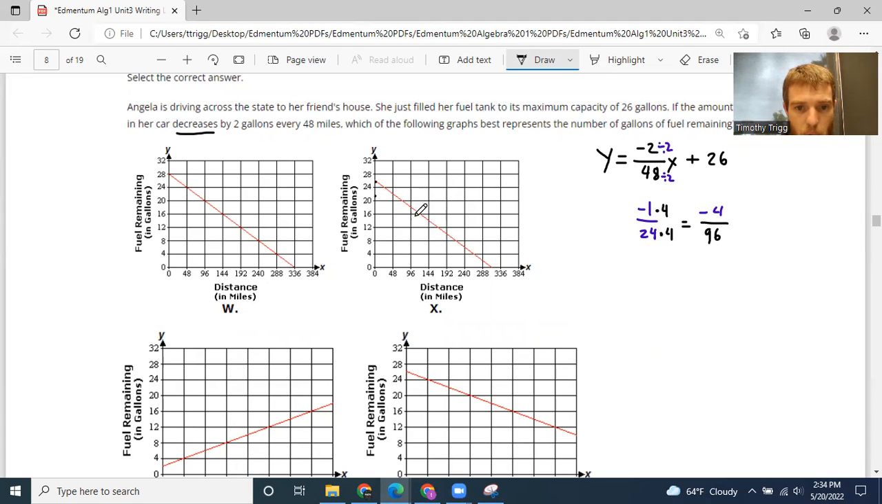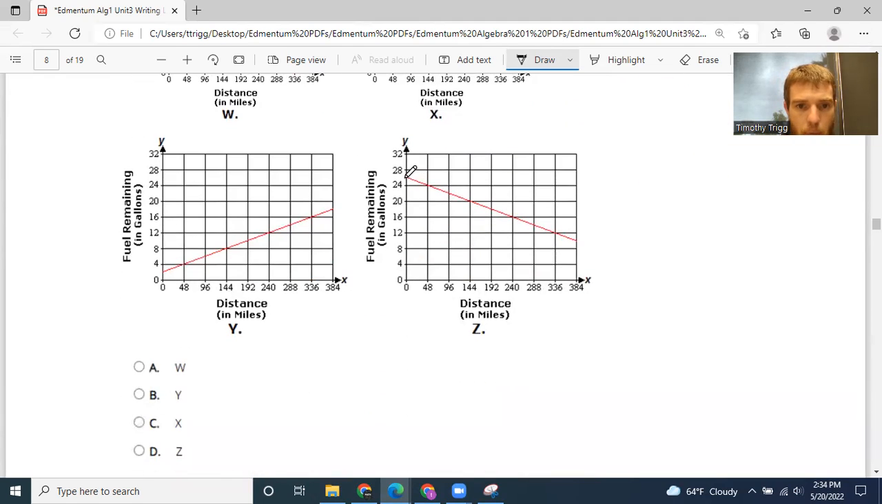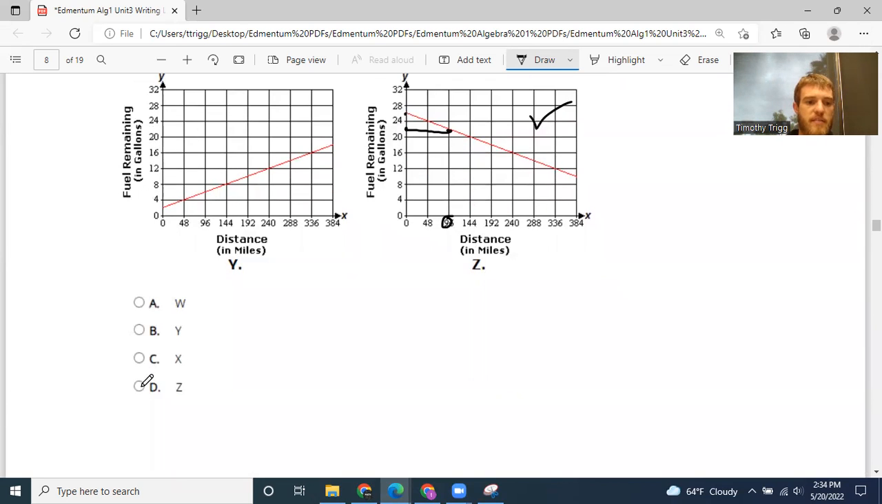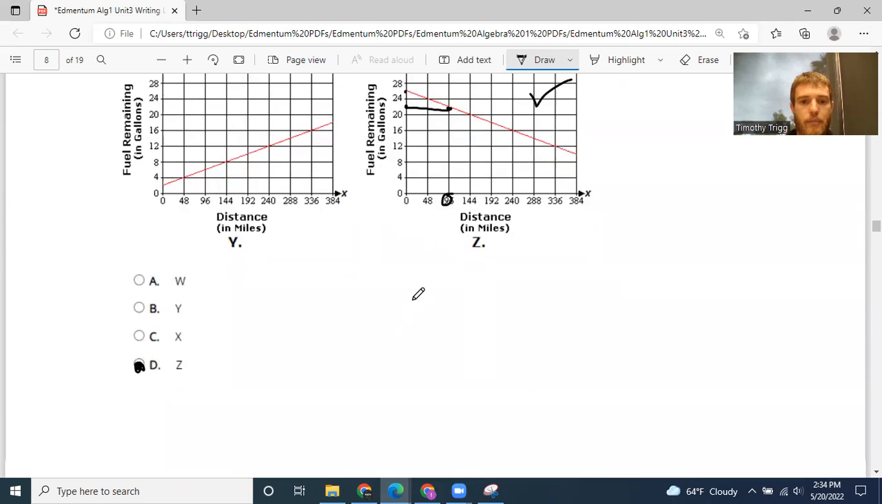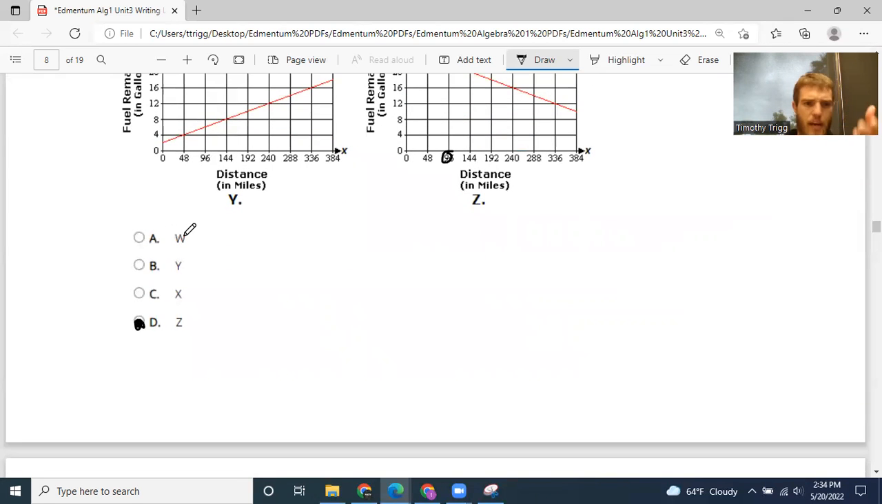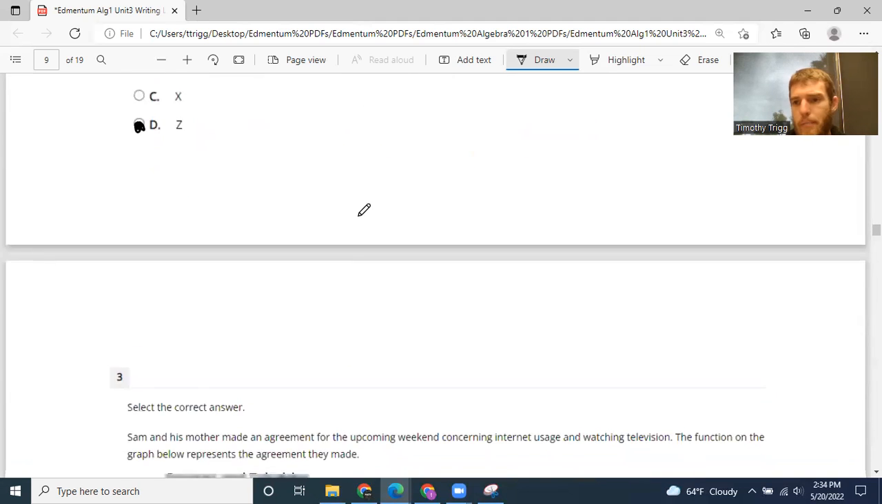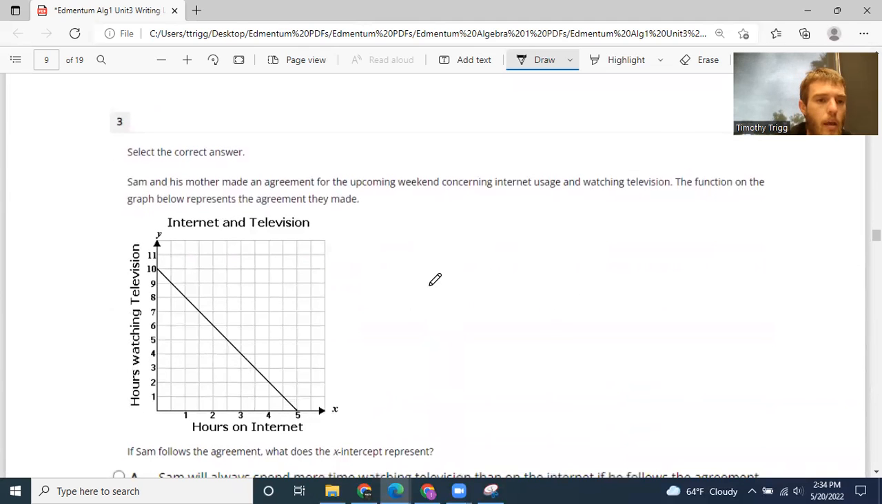Well, this one doesn't seem right. How about this one? If I go down 4, that puts me here. I go over to 96. That seems correct. Let's graph Z here. I don't know why it's A graph W, B graph Y. They should just be A graph A, B graph B, and so on. But, what do I know?